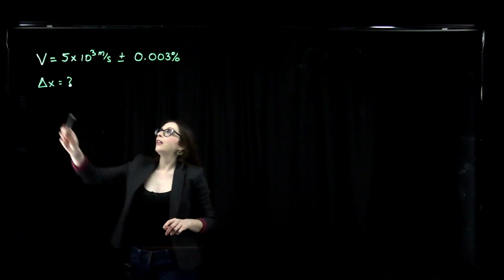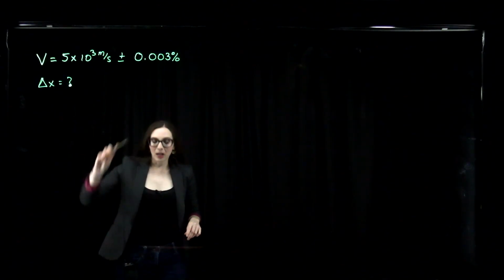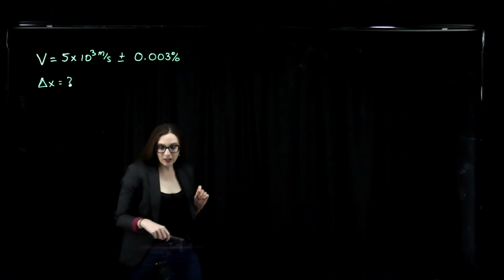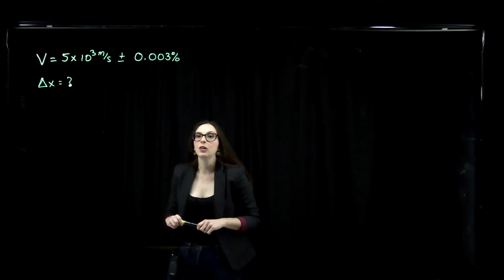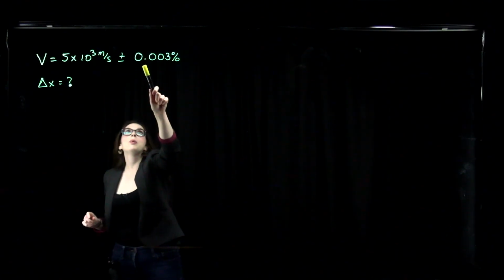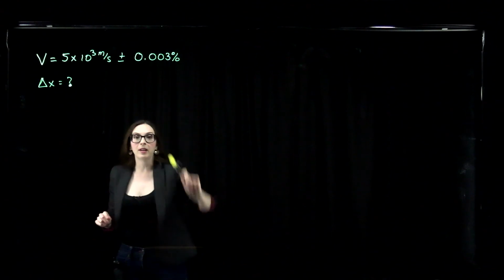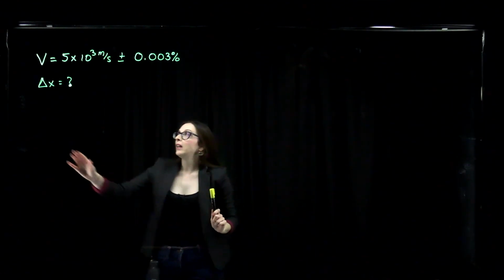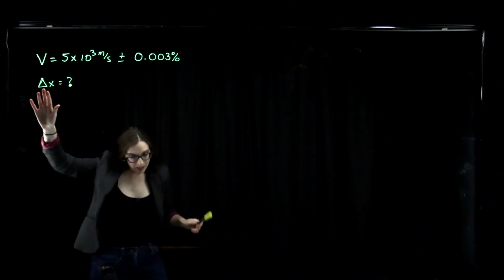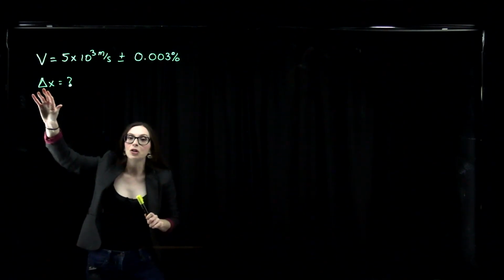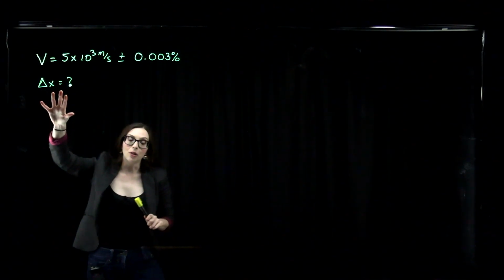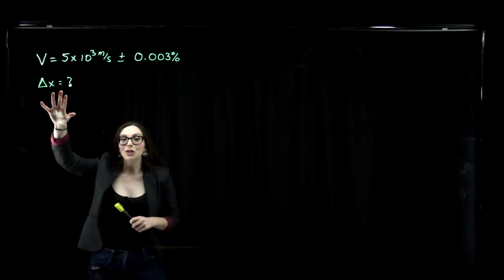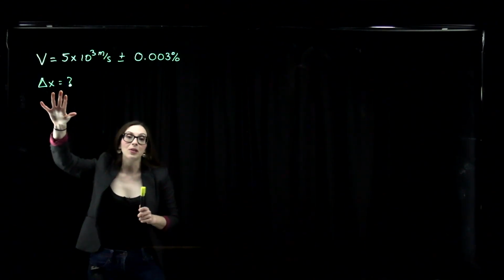The speed of an electron is measured to be 5 times 10 to the 3 meters per second to an accuracy of 0.003%. Find the minimum uncertainty in determining the position of this electron. To solve this, we have to use the Heisenberg uncertainty principle.